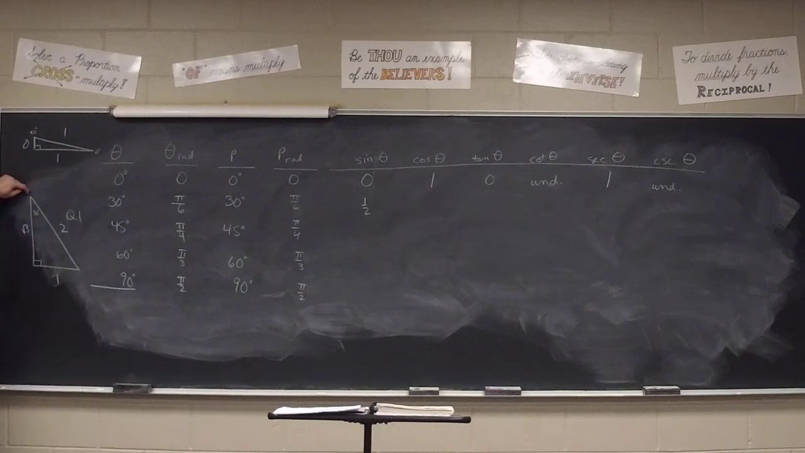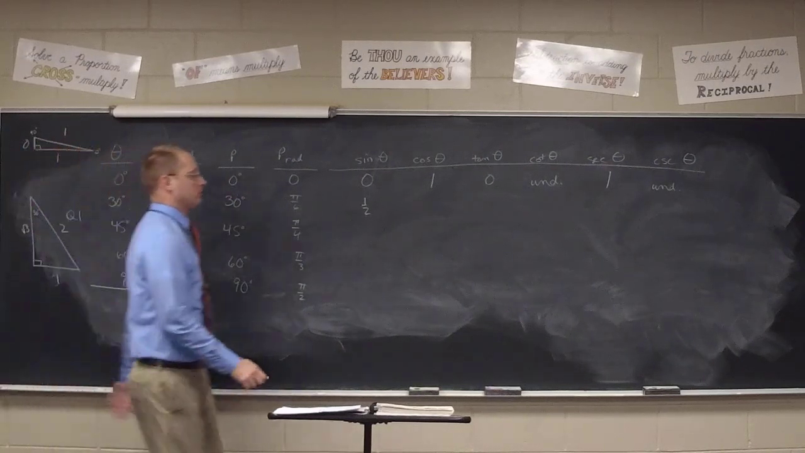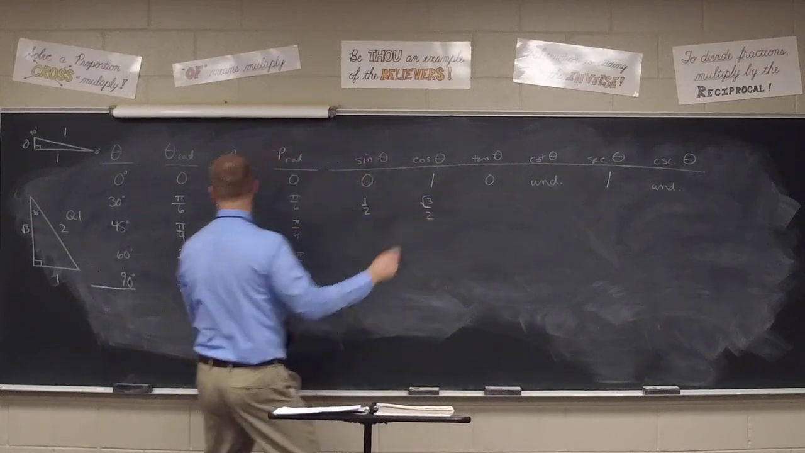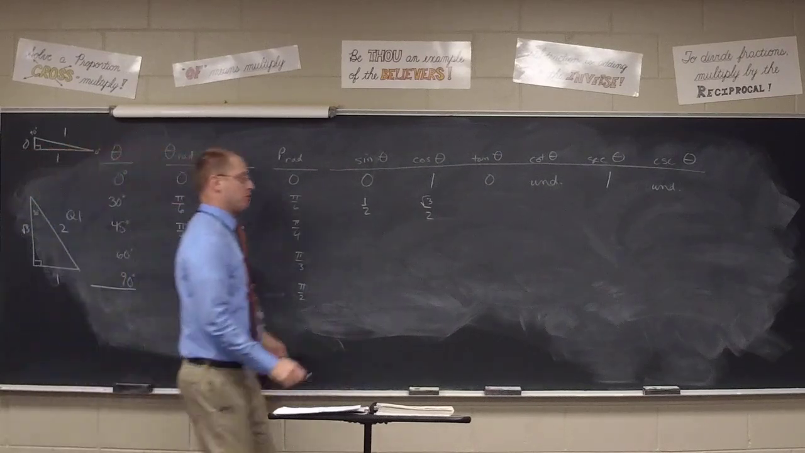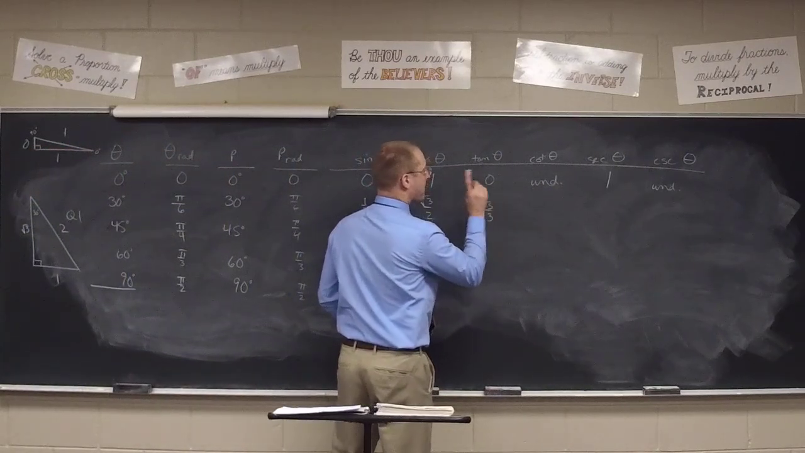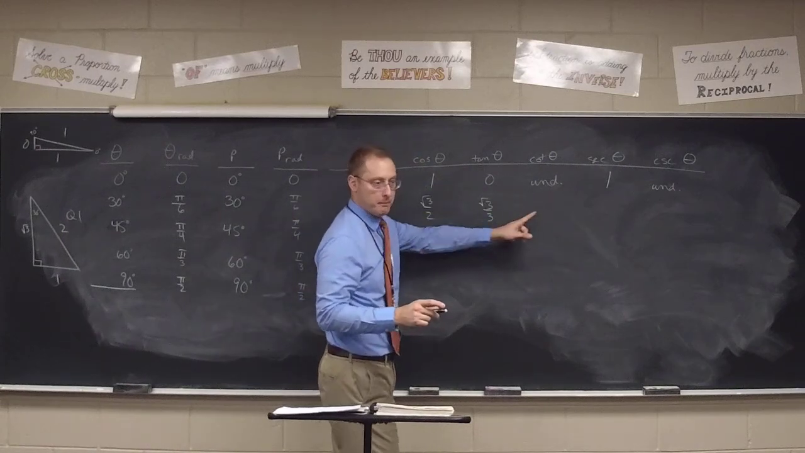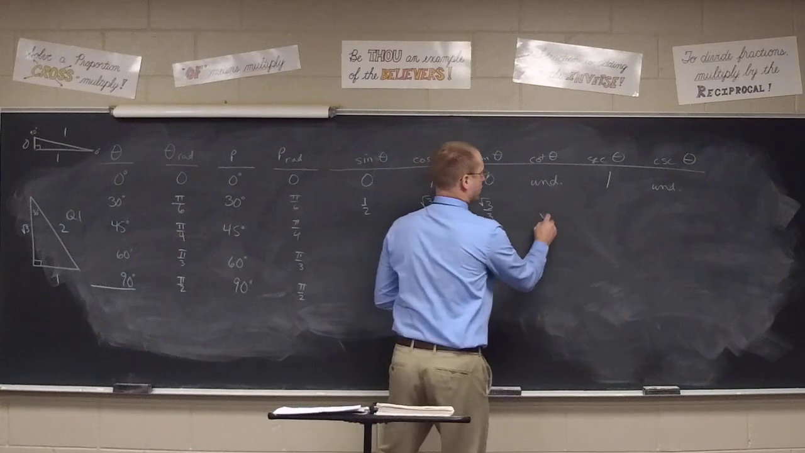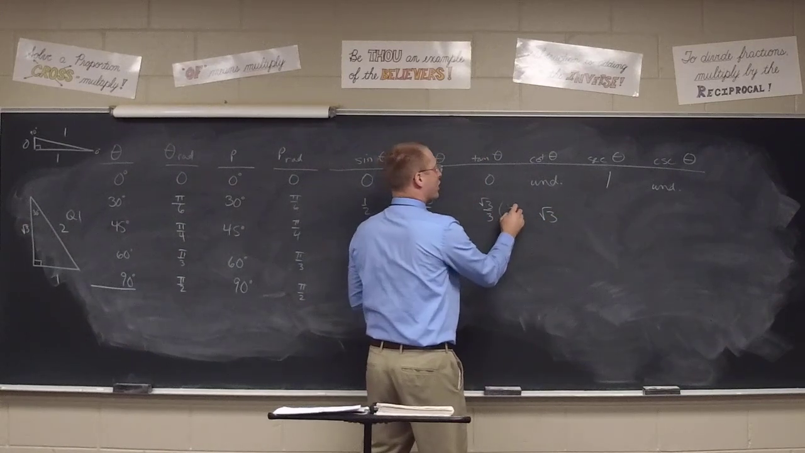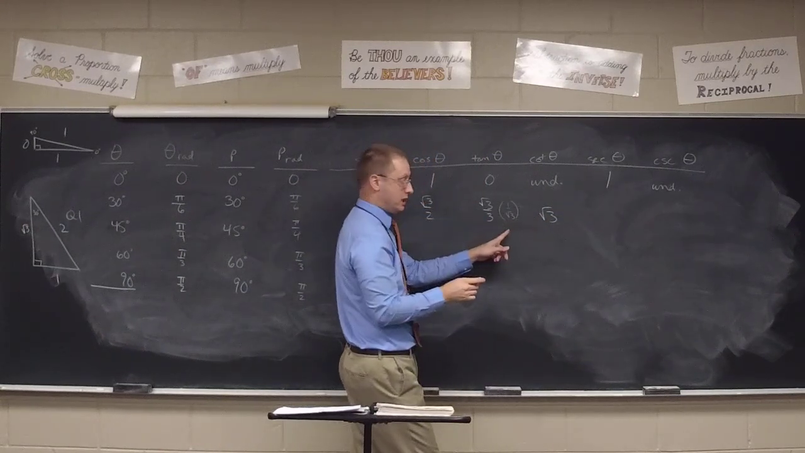What's the cosine of 30 degrees? Square root of 3 over 2. What's the tangent of 30 degrees? 1 over square root of 3, which becomes square root of 3 over 3. But if you flip it, what does it become? Square root of 3 over 1, or just square root of 3, right? Because this was 1 over square root of 3, and that's easier to flip, isn't it?